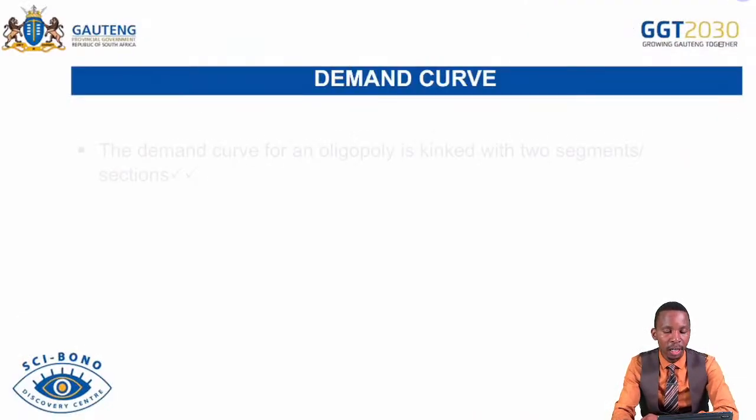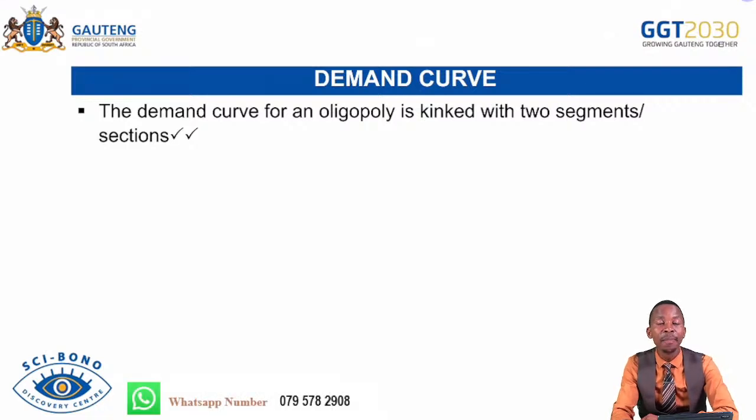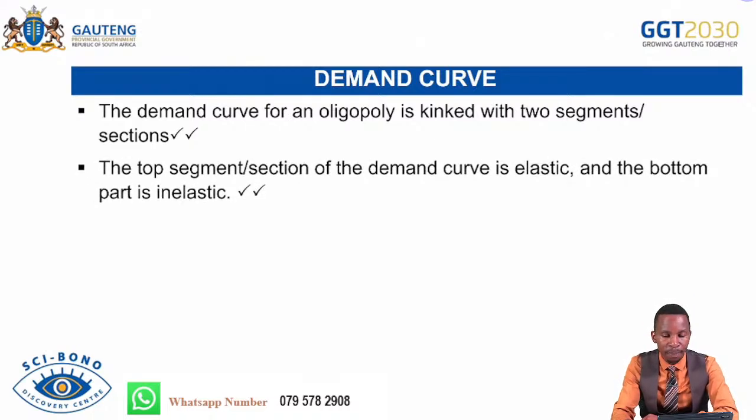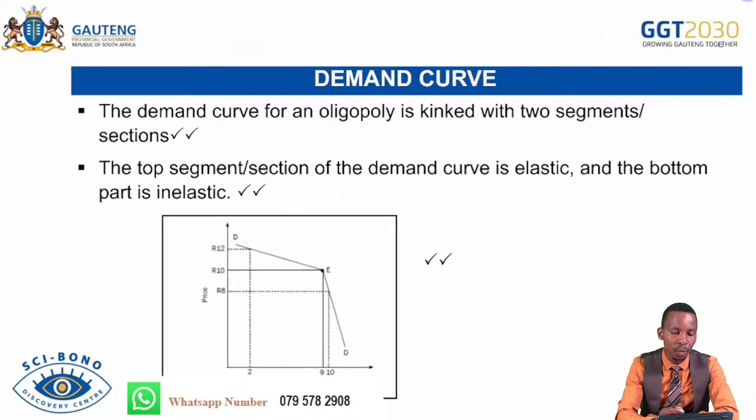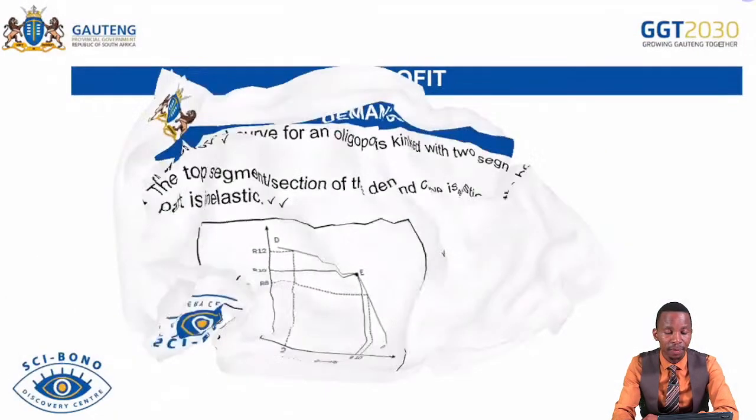And then the demand curve will continue. The demand curve for the oligopoly is kinked with 2 segments, namely, the first one is relatively elastic, which is the top one, and the bottom one relatively inelastic. It is explained down there. And then we have the demand curve, which is kinked. We have the top segment, which is relatively elastic, and the bottom one, which is relatively inelastic. This is the kinked demand curve.